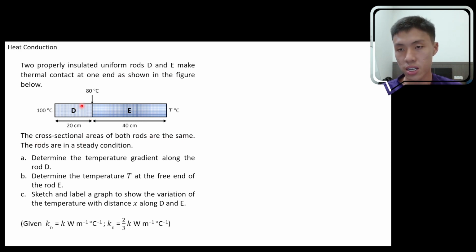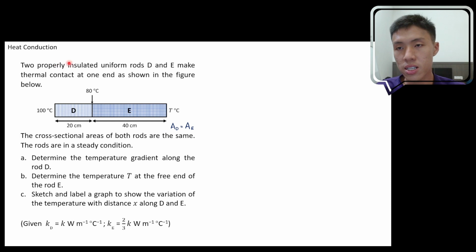So you can see that the width or the thickness of these two rods are the same. Therefore, we can say that the cross-sectional area of rod D is the same as the cross-sectional area of rod E. Then they say that the rods are in steady condition, which means the temperature along these rods will no longer change with time. It has already stabilized.